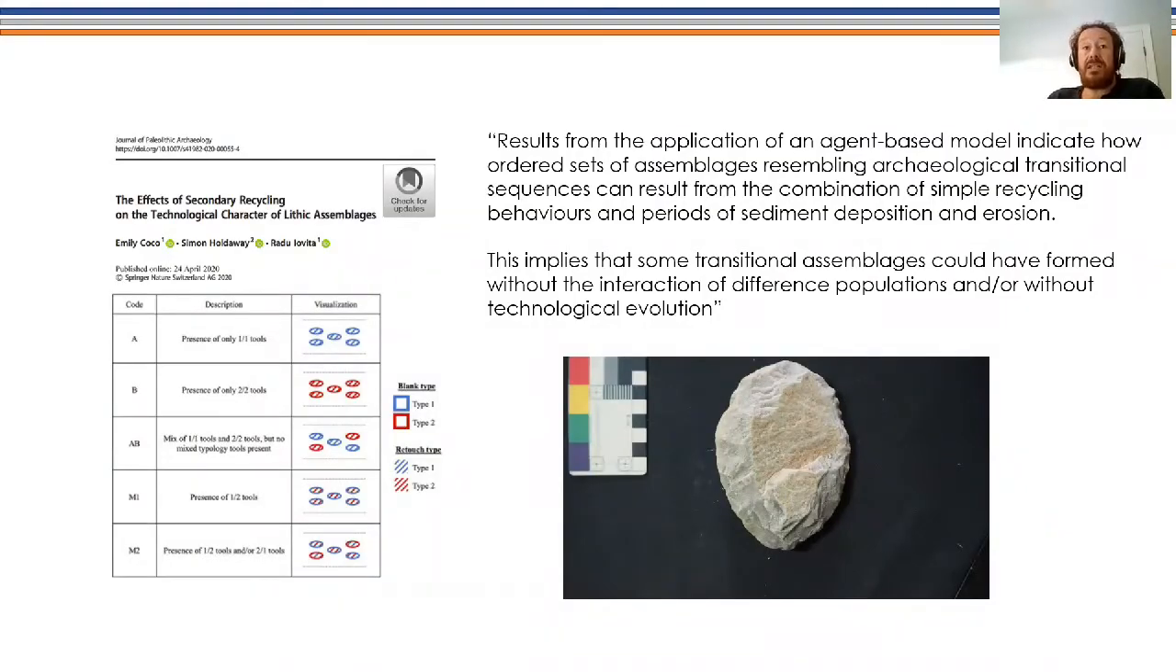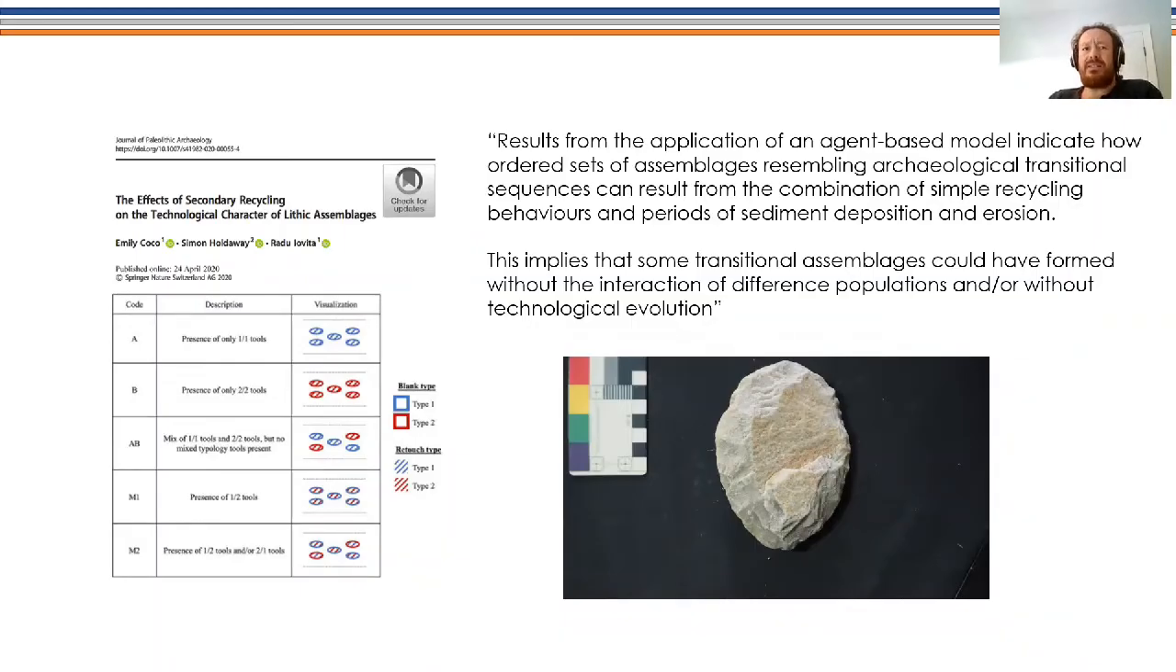So in this neat study by Coco and colleagues, they look at this question of transitional industries using an agent-based modeling framework, highlighting that if you have two chronologically structured industries, so one discrete industry preceding another, so you can imagine that being the Acheulean preceding the Middle Paleolithic, there is a high potential for transitional industries to become apparent in the archaeological record through recycling behavior, the latter population reusing elements first worked by an older population.